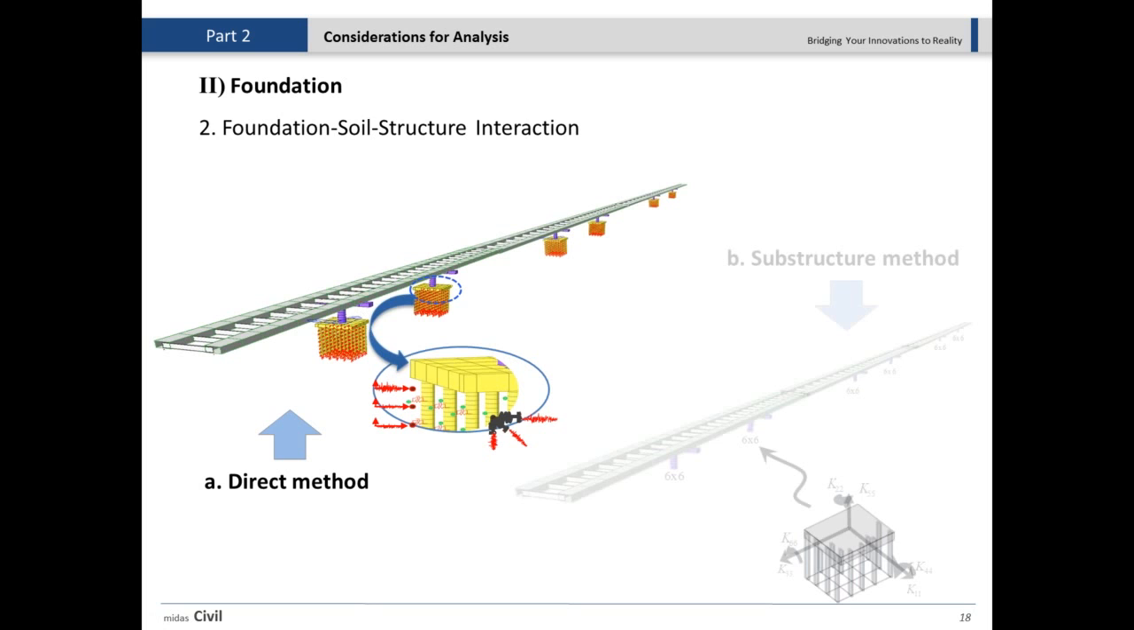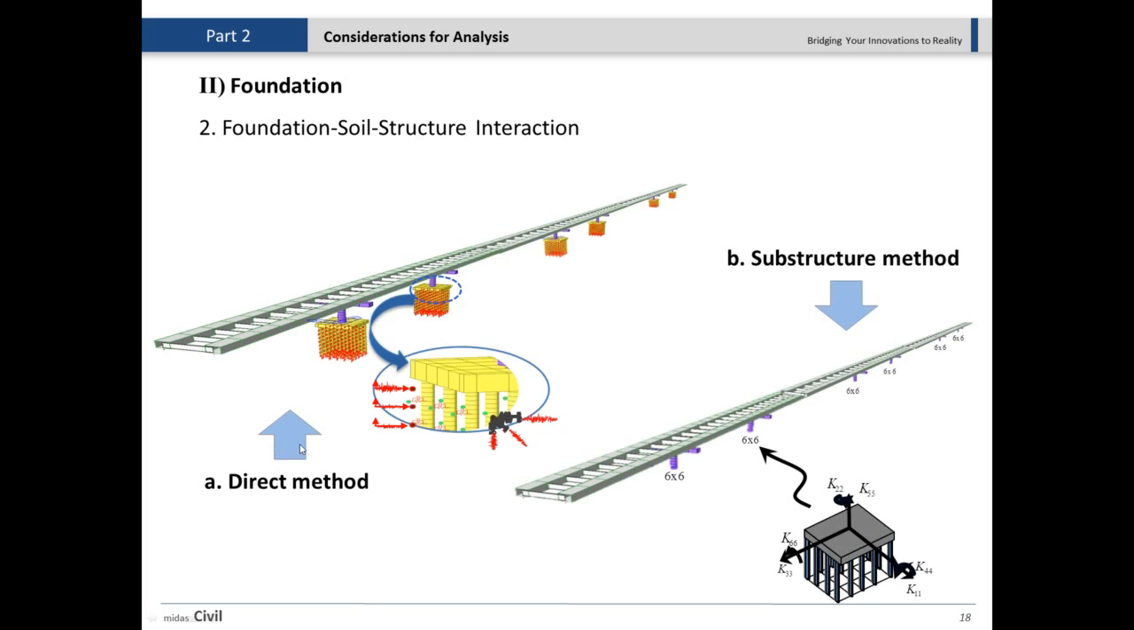There are two main methods. One is the direct method that you saw here, which means I'm modeling the entire structure, superstructure, substructure, and foundation all together. And the second is the substructure method, which means I'm not modeling all these piles because there are some advantages there, which I'm going to talk about. Instead, I replace the entire pile group with only one spring, which should carry the behavior of the entire pile group.